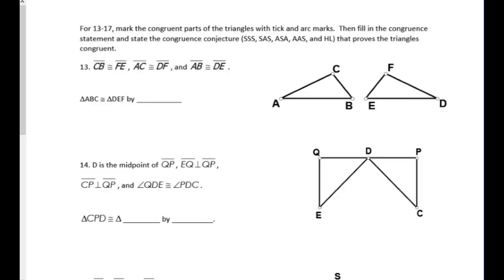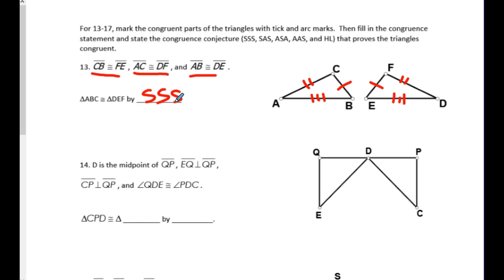Let's label everything it says. CB and FE, those are tick marks. Tick, tick. AC and DF, those are segments, so those are tick marks. Tick, tick, tick, tick. And then AB and DE, 3 tick marks. ABC is congruent to DEF by what? So if I look at it, I see all 3 sides are labeled, so that's SSS.